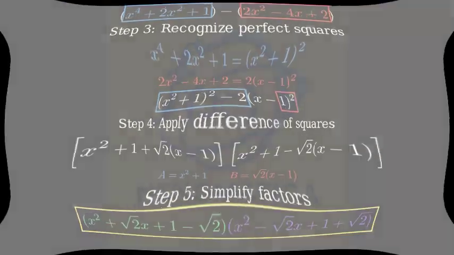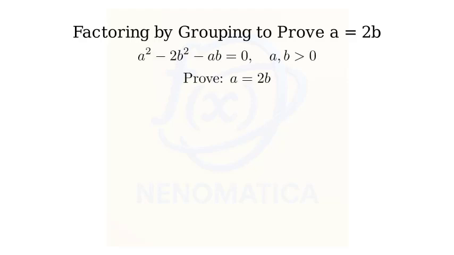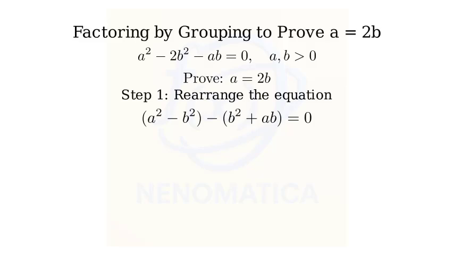As a quick challenge, we will solve the algebraic proof step by step following the exact structure shown. Given a squared minus 2b squared minus ab equals 0, with a and b greater than 0, we will prove that a equals 2b. Step 1. Rearrange the expression by grouping so that we see two natural factors. We group a squared minus b squared and subtract the group b squared plus ab. This keeps the expression exactly the same, just reorganized. Now highlight the two groups we intend to factor.